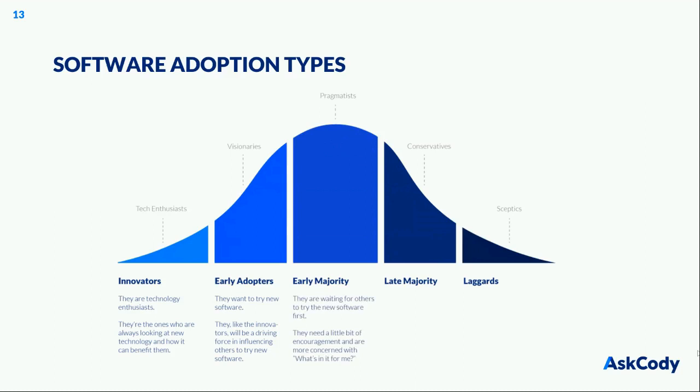The early majority. This group often takes a little bit more practical approach to the new software. They're waiting for others to vet it first before jumping in and using it. The early majority is going to need a little bit of encouragement when using this new software. They're more concerned with what's in it for me and want to know how this new software is going to improve their lives. The late majority users are going to need a big push to adopt the new software.